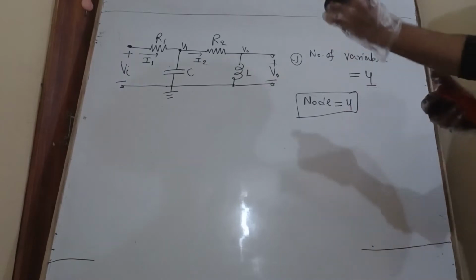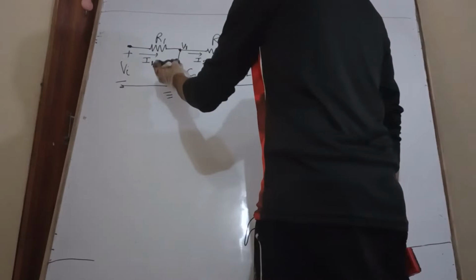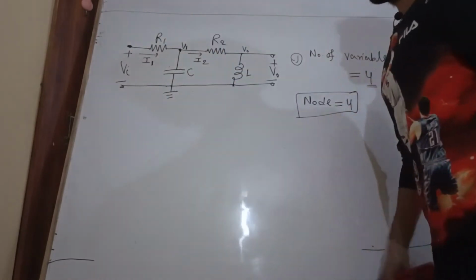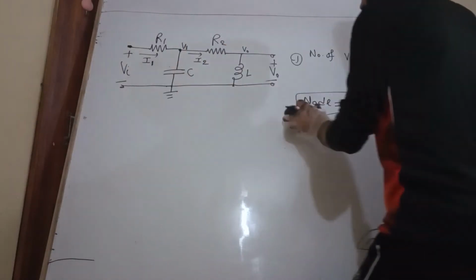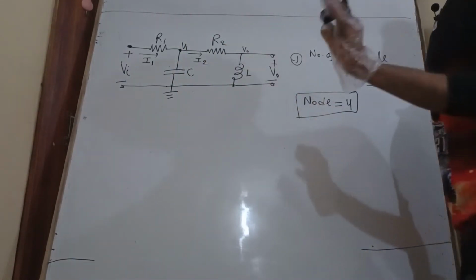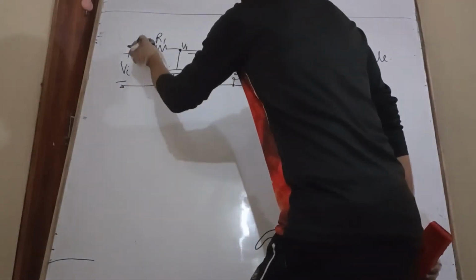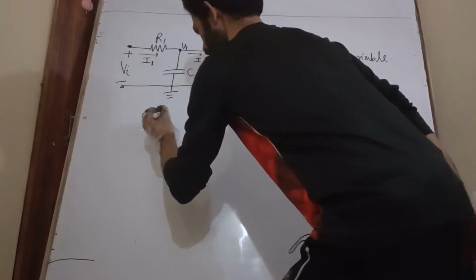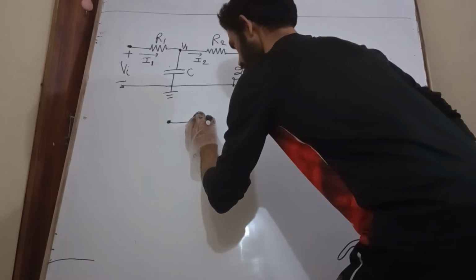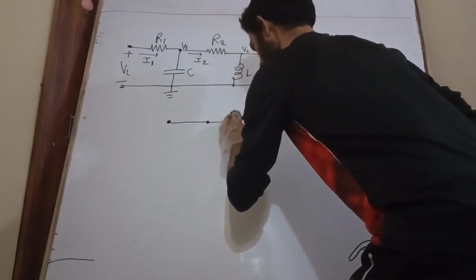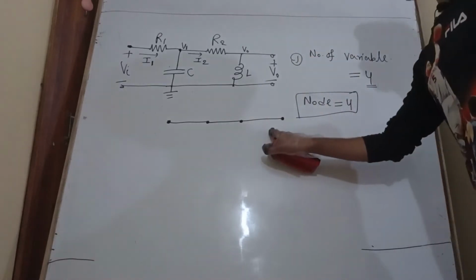4 nodes are required, and each node is represented by what? Current and voltage. A node represents either current or voltage. Now see here, let's represent these four nodes. I am taking one node, then a second node, then a third node, then a fourth node. Okay, four nodes I have completed.